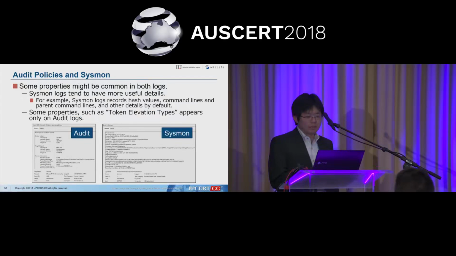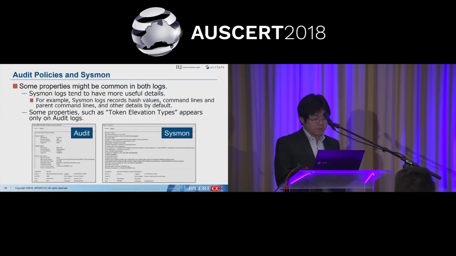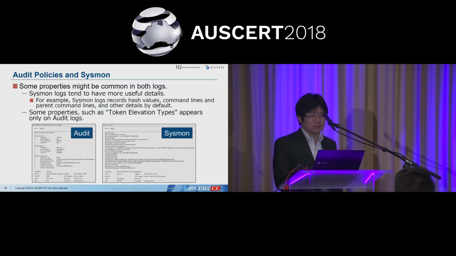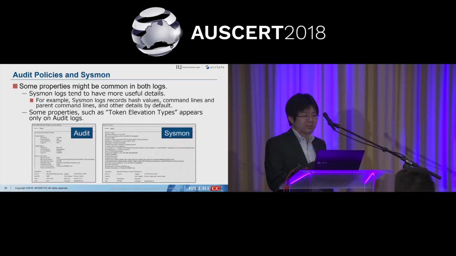So if you take a look at the audit policies and Sysmons, some of the properties might be common in both logs. But as far as we've taken a look, the Sysmon logs tend to have more useful details. For example, Sysmon logs record the hash values, command lines, parent command lines and other details by default. And one other good thing about Sysmon is it's getting updated very frequently.